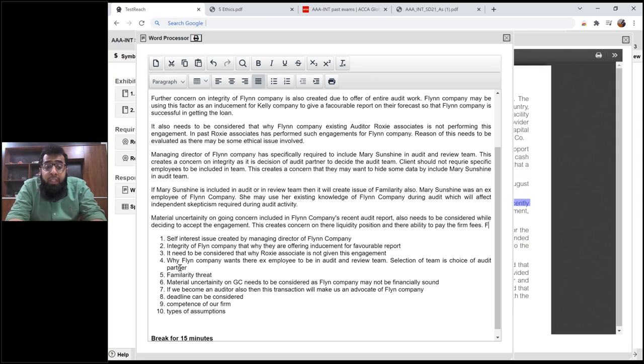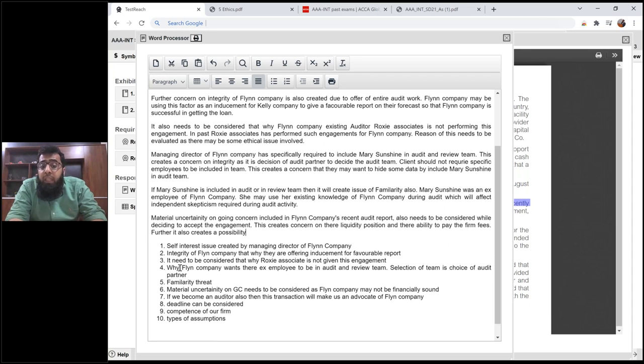Further, it also creates a possibility that they may be taking a loan in the name of expansion to resolve their liquidity crisis. So we need to consider this.